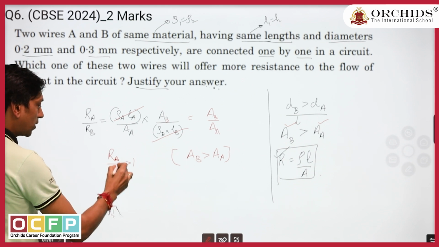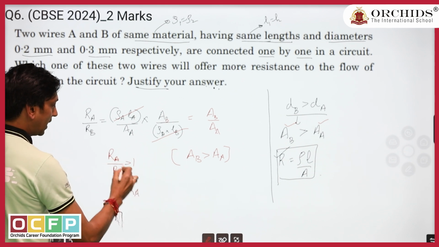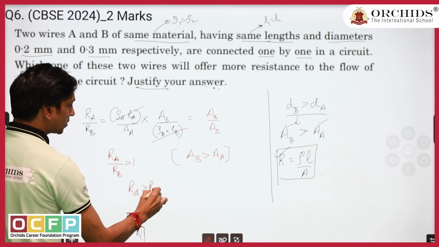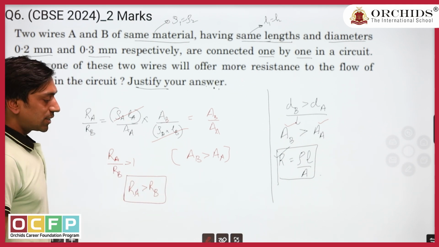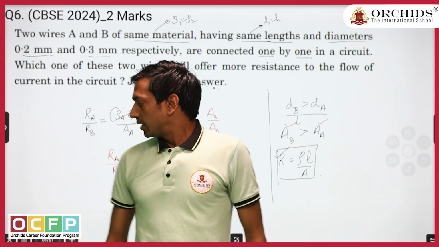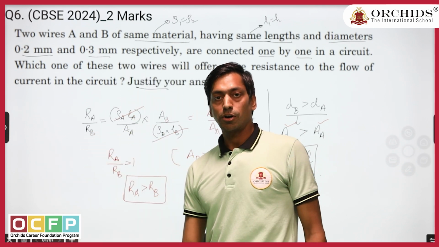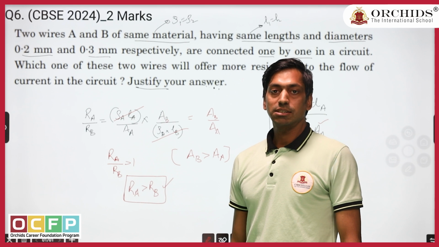And from there what can I conclude? The resistance of wire A is greater than the resistance of wire B. So finally what did we get to know? The resistance offered by wire A will be greater than the resistance offered by wire B. So that is our final answer.